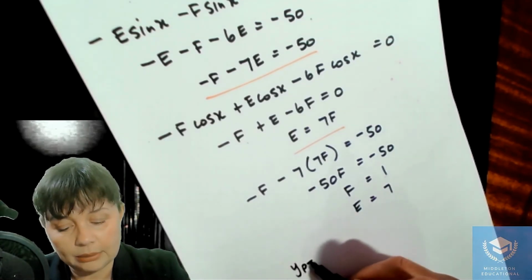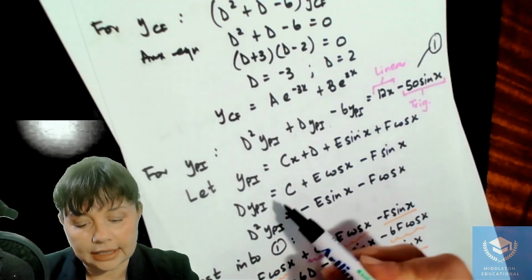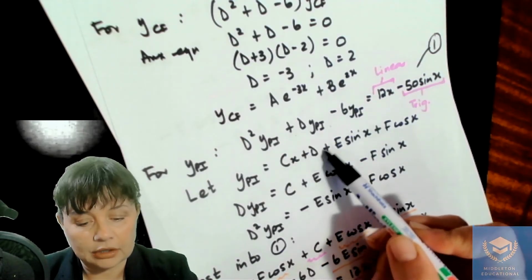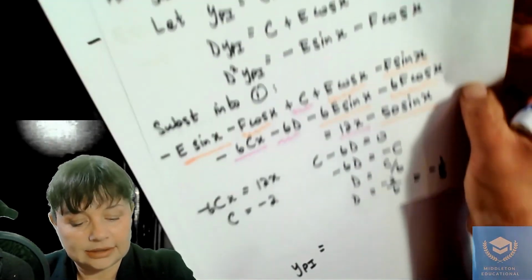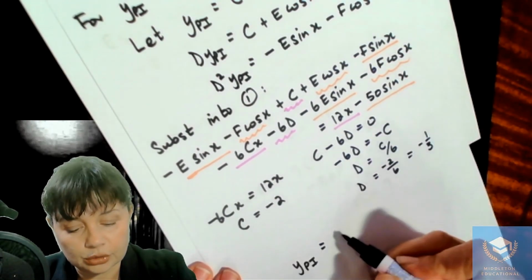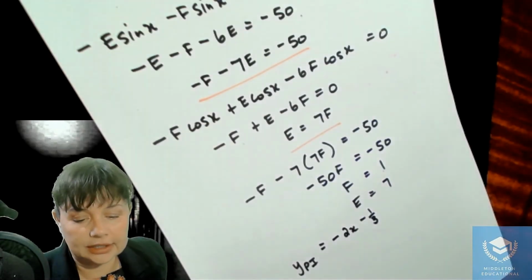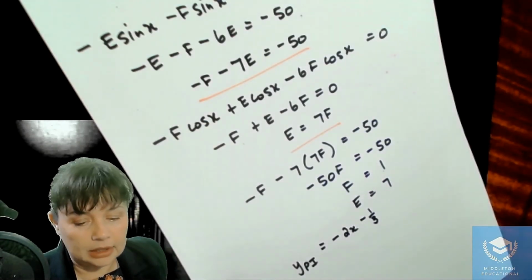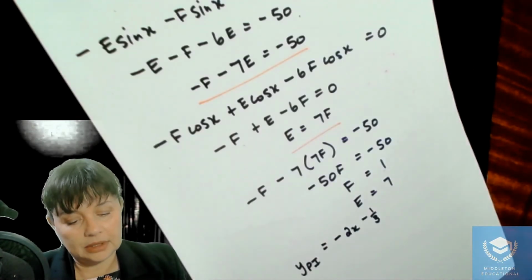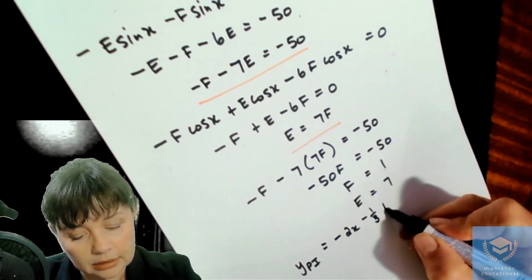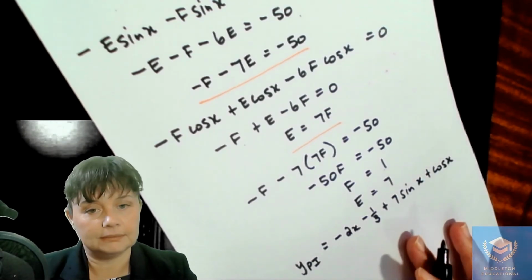So then y_pi is going to have to be, let's just bring this one back. We remember that our trial function is made up of a linear part plus a trig part, right? So then c, we remember, is minus 2, so minus 2x, d is minus a third. That's our linear part. And then e, let's just remember where e was with sine. So it's going to be 7 sine x plus cos x, right?